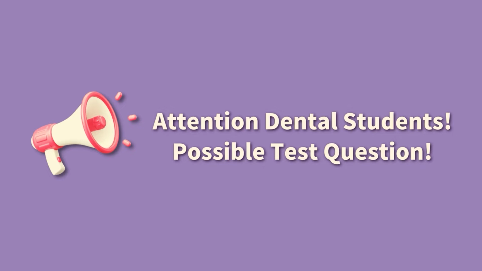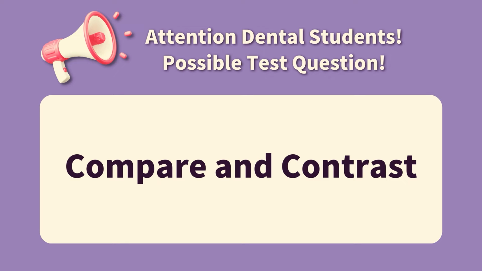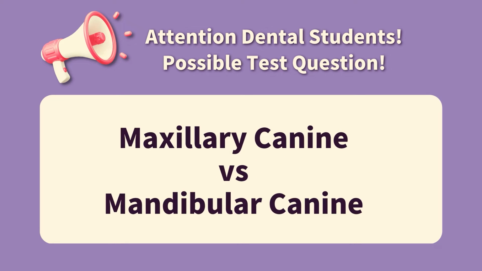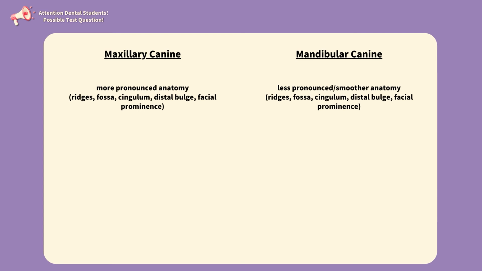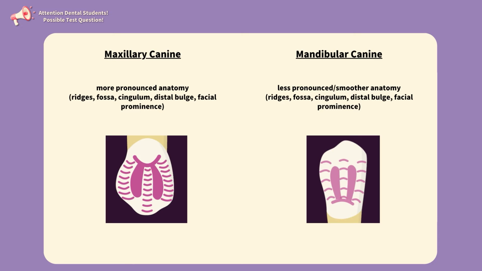Attention dental students. A common test question is to compare and contrast teeth. In this case, the maxillary canine and the mandibular canine. The following will be a chart highlighting some key differences between the maxillary canine and the mandibular canine. The maxillary canine has more pronounced anatomy compared to the mandibular canine, which tends to be smoother. The ridges of the maxillary canine are more developed, the fossa are deeper, and the cingulum is more prominent, while the mandibular canine ridges and cingulum are less developed and the fossa are quite shallow.